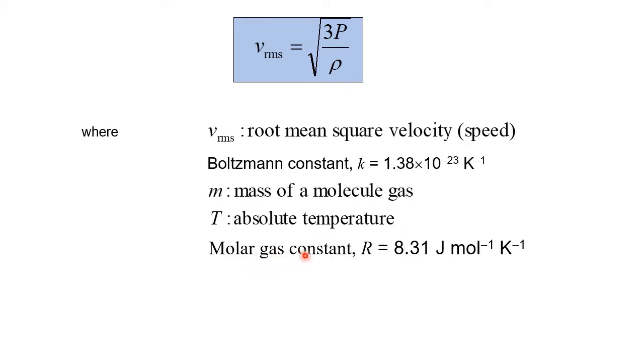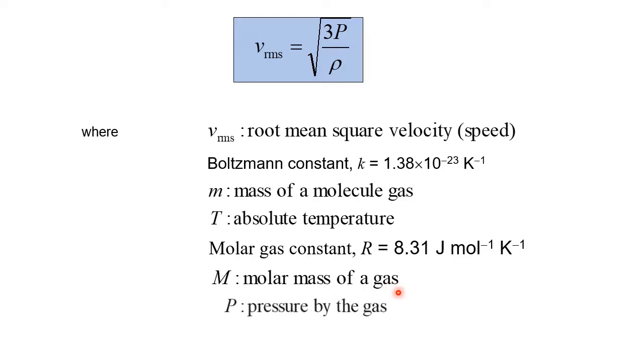And then R 8.31, value ni juga ada dalam list of constant value. Okay, M is molar mass of gas, juga mestilah dalam unit kilogram. And then P is symbol for pressure by the gas. Pressure macam saya cakap tadi, pressure mestilah dalam unit Pascal. Okay, dan Pascal ni adalah setara dengan Newton per meter square, N m negative 2.